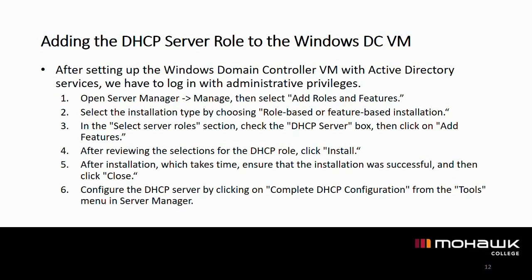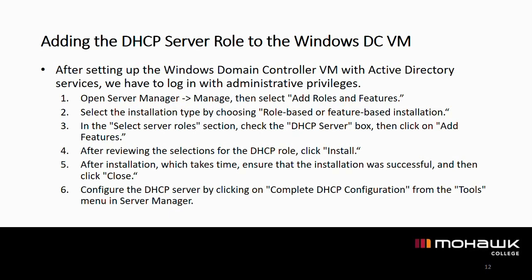Then select the installation type by choosing role-based or feature-based installation. Again, ensure the correct server is selected in the server pool. In the Select Server Roles section, this time check the DHCP server box instead of Active Directory Domain Services that was done in the previous step. Then click on Add Features.